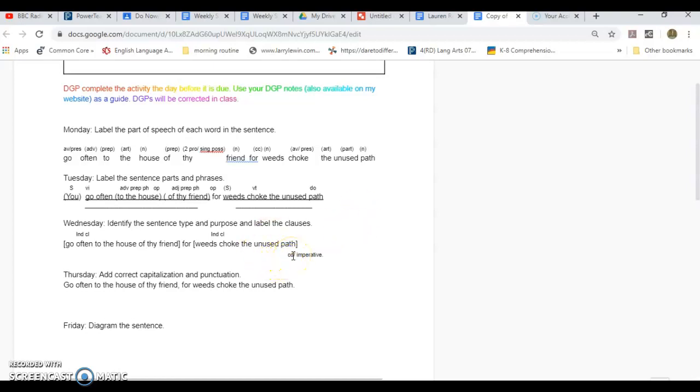Now, what is the purpose of this sentence? What is this sentence doing? Correct. It is giving a command. So that makes it imperative. Very good. So now you've identified that, right? Right. Tuesday. So easy. All you have to do is add your capitalizations and punctuation marks.